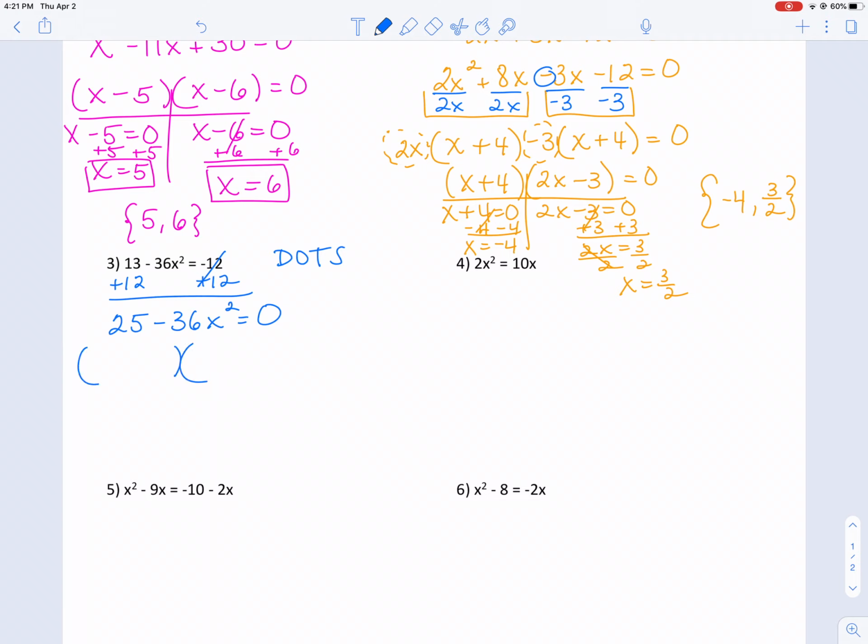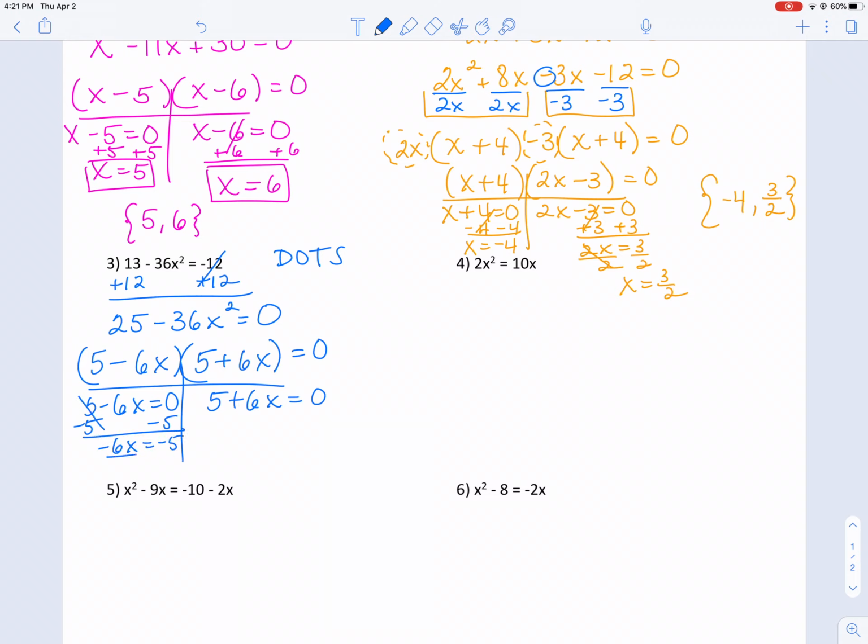So here's where you're going to open your two sets of parentheses. The square root of 25 is 5. One minus, one plus. The square root of 36x squared is 6x and 6x. So we could do our T. 5 minus 6x equals 0. 5 plus 6x equals 0. Here I would minus 5. So negative 6x equals negative 5. And when you divide by negative 6, you actually get positive 5 over 6.